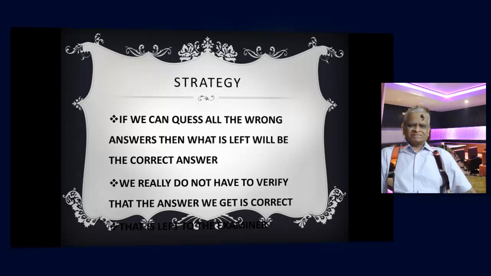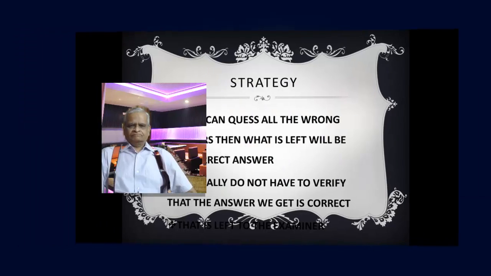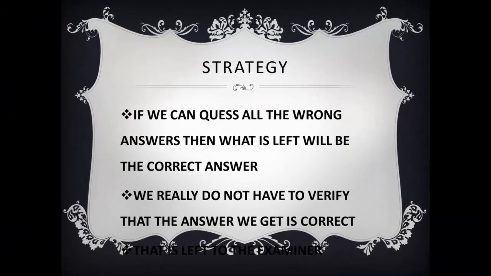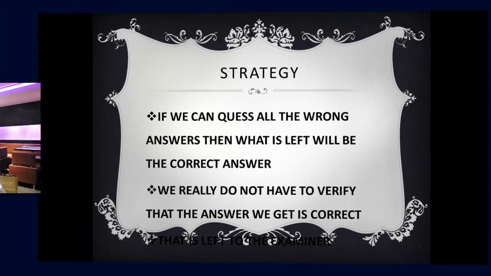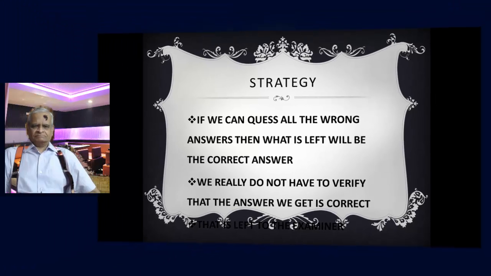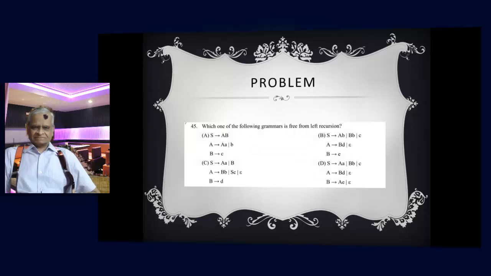Now, there are 4 choices. 3 are wrong, 1 is correct. If we can guess all the wrong answers, then what is left will be the correct answer. Once we have guessed all the wrong answers, we really do not have to verify that the 4th choice is the correct answer. The examiner guarantees it.